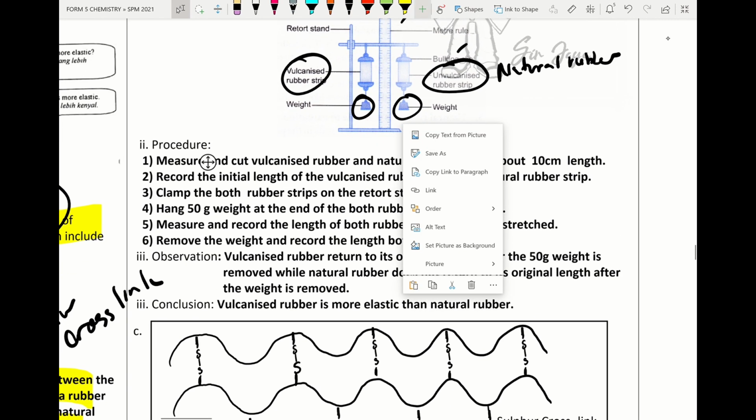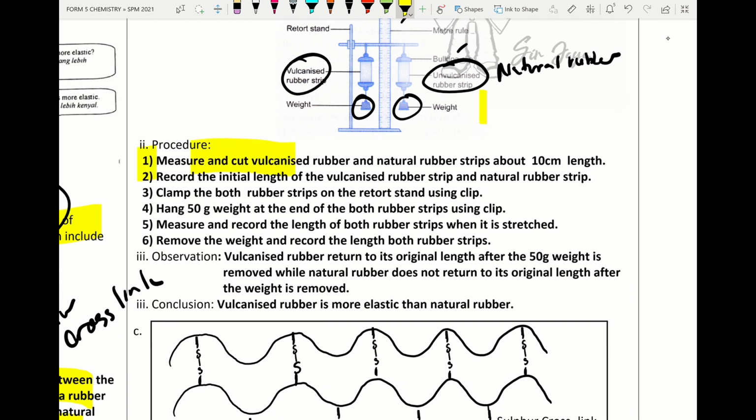For the procedure, measure and cut vulcanized rubber and natural rubber strips about 10 cm in length. Record the initial length of the vulcanized rubber and the natural rubber strip. Clamp both rubber strips on the retort stand using clips. Hang a 50 gram weight at the end of both rubber strips. Measure and record the length of the rubber strips when stretched. Remove the weight and record the length of both rubber strips.